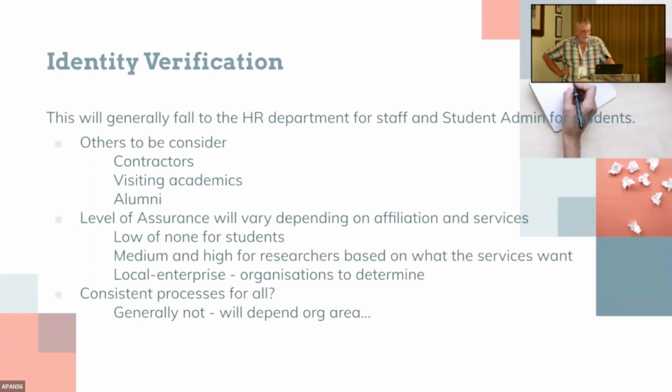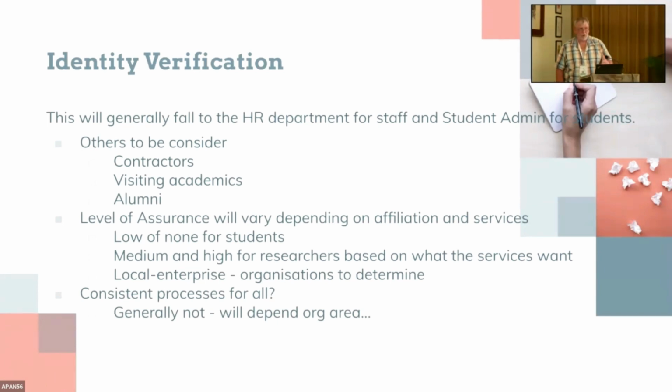And you need to consider the consistency of the processes for all. And generally, it won't be consistent. Staff will generally have a different process for assurance or identity verification to students. In Australia, we have students starting to need to get a government ID to actually participate and study at a university. When they get that ID, they actually have another process of identity verification, which is government-based. And it's a very strong process.